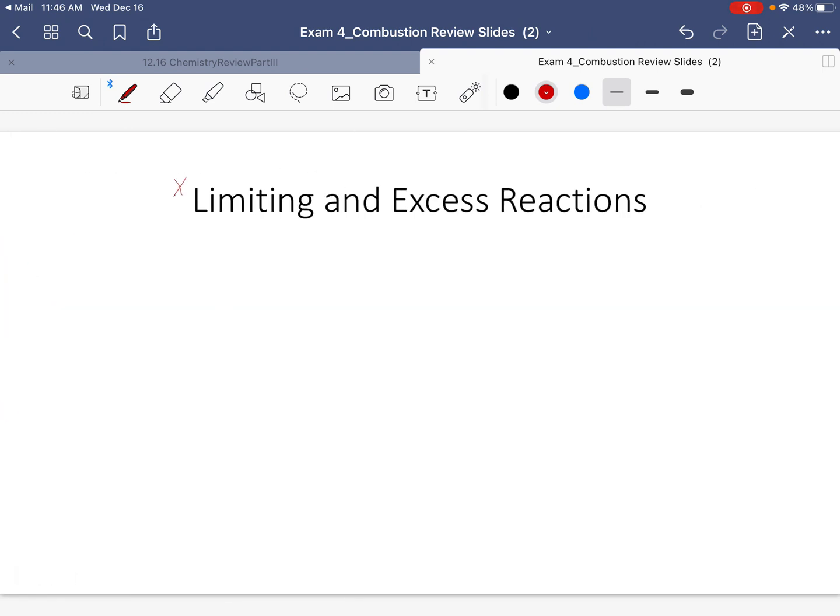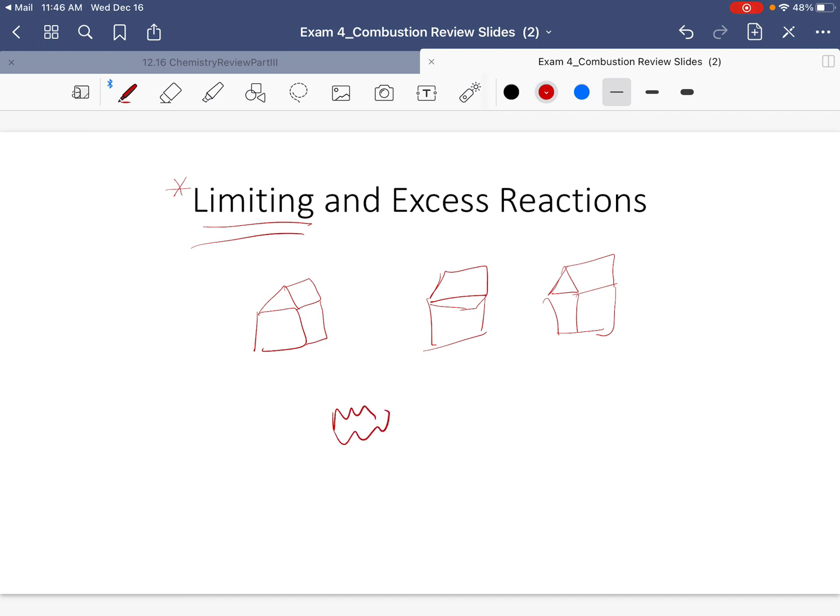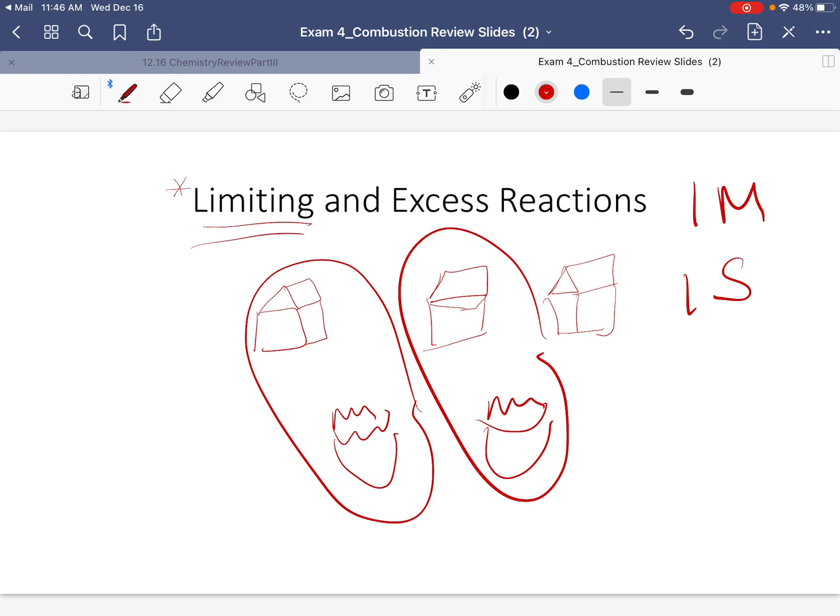Limiting and excess reactants, I'll make sure to create an extra video of this. It's stoichiometry again, but you're finding which one limits you. So let's say that I'm trying to make milkshakes or strawberry shakes, right? And I tell you that for each milkshake, you need 1 milk and 1 strawberry. So I can make 1, 2.